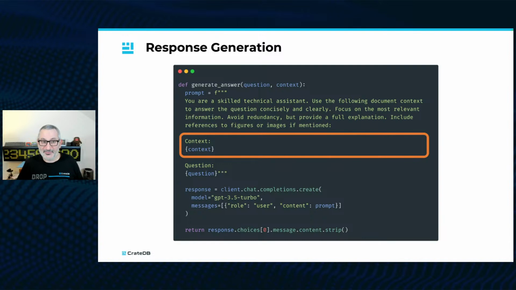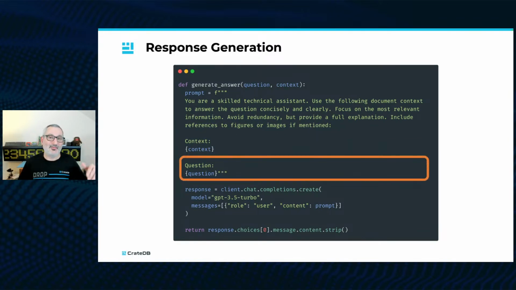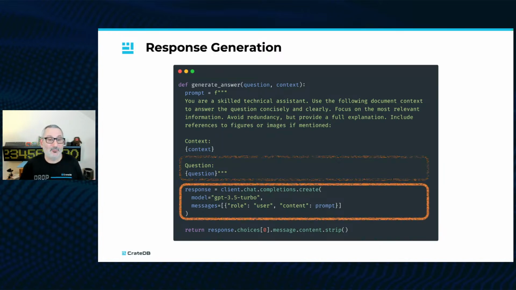So there's the context, which will be all of the things that match our search. And then the question we've asked it to answer is the user's original question, the one that they typed that we used as the basis for the keyword search and the vector similarity search. And again, all we're going to do to get this is use OpenAI's API.